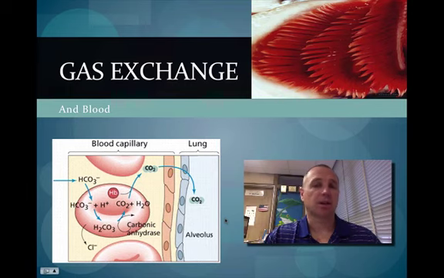Back with another video. This one's going to be on gas exchange. Now I'll draw your attention up here to the upper right hand corner. If you see, this is actually gills of a fish, which are its respiratory organs, and these gills are thin, flat segments that have really high surface area, which are very efficient for exchanging carbon dioxide and oxygen.